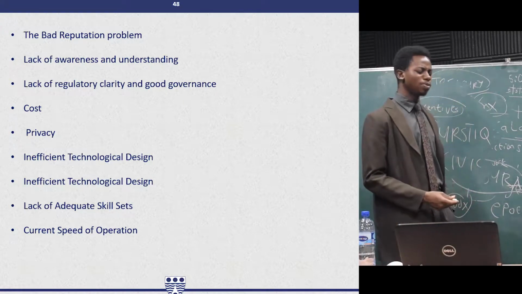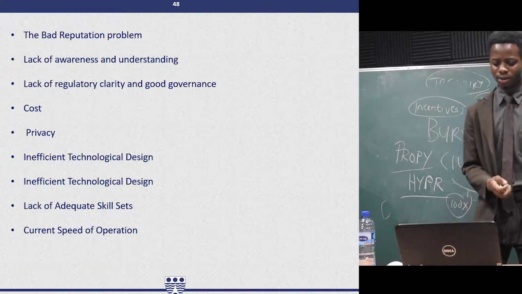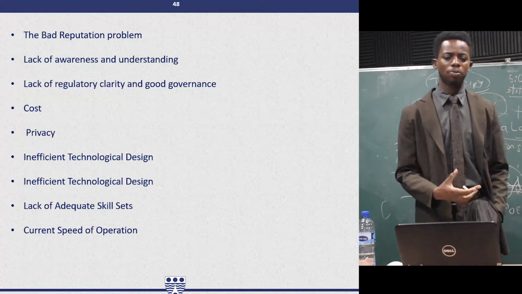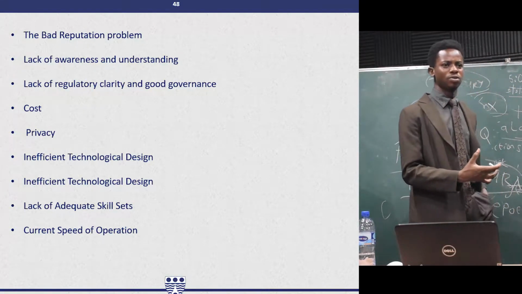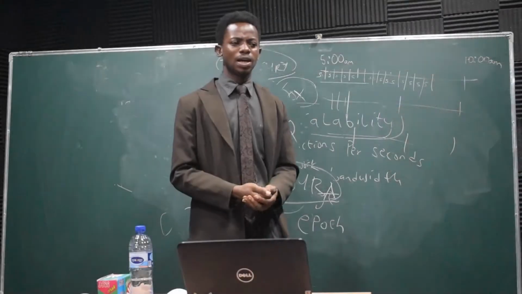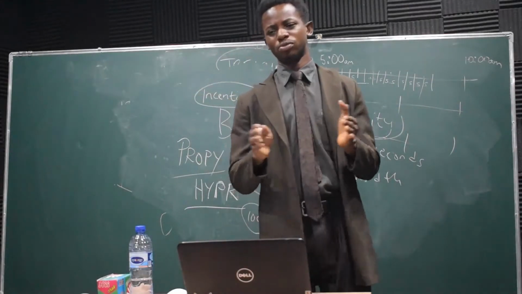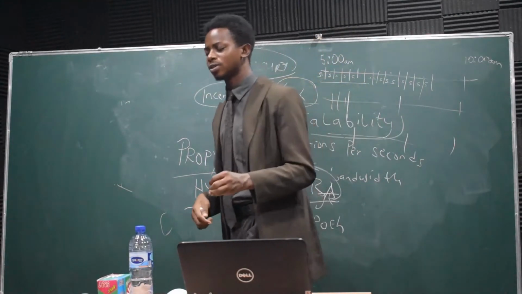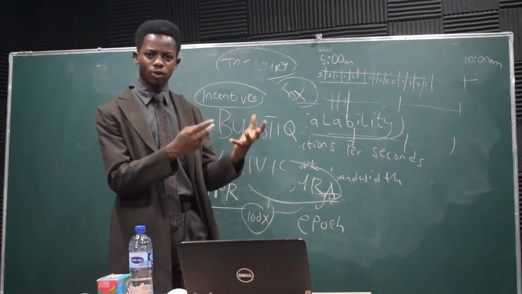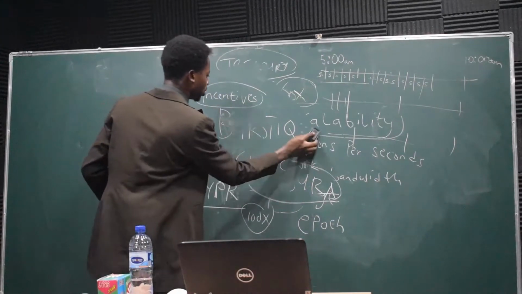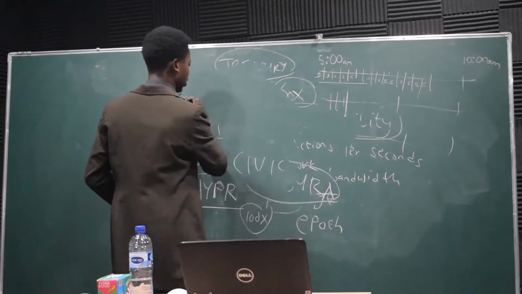So the first big problem, as you can see on the screen in this slide, is the bad reputation problem. This is the first big problem a lot of businesses have with adopting the blockchain. The bad reputation problem is coming from two different core sides. The first is from the first use case of the blockchain. The first use case of the blockchain is the Bitcoin.